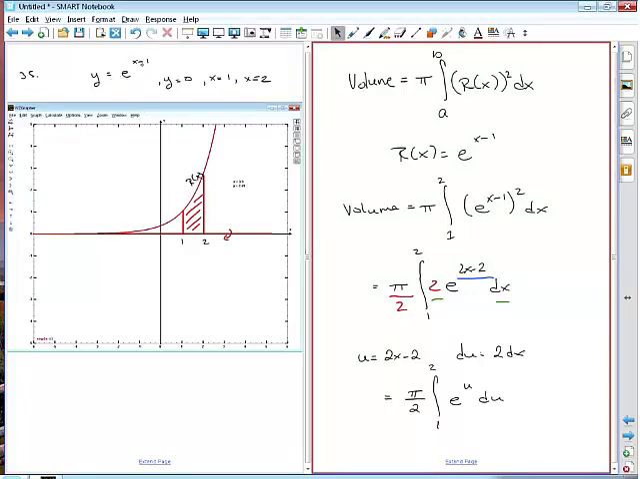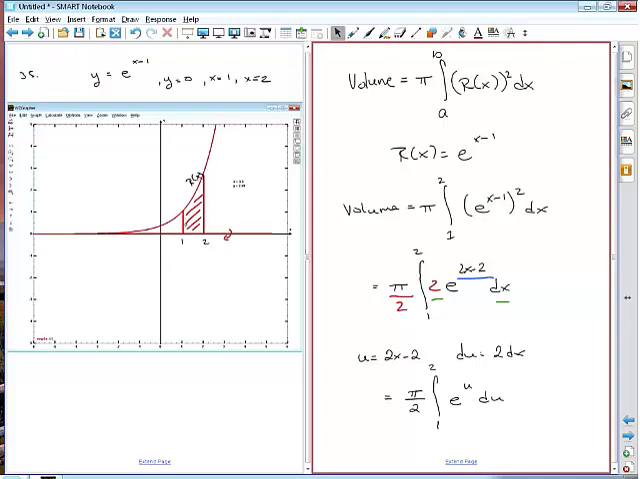Y equals e to the x minus 1, which is this red curve. Y equals 0, which is this horizontal line at y equals 0. Vertical lines at x equals 1 and x equals 2. So this is going to be rotated around the x-axis. There's no inner radius because we're rotating around the x-axis, and the inner surface is the x-axis.